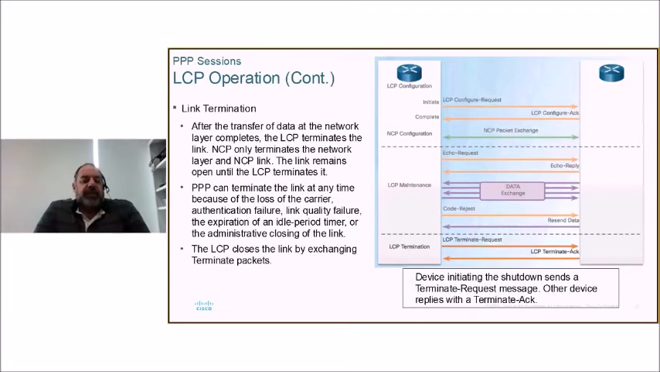Okay, so link termination. After the transfer of data at the network layer completes, the LCP terminates the link. NCP only terminates the network layer and NCP link. The link remains open until the LCP terminates it. PPP can terminate the link at any time because of the loss of the carrier, authentication failure, link quality failure, the expiration of an idle period timer, or the administrative closing of the link. LCP closes the link by exchanging terminate packets. The device initiating the shutdown sends a terminate request. The other device replies with a terminate acknowledgement.